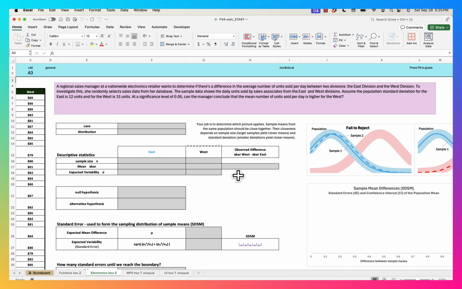So this problem is also going to be a two-sample z-test, as it says down here. And again, it's because we're going to be given the population standard deviation.